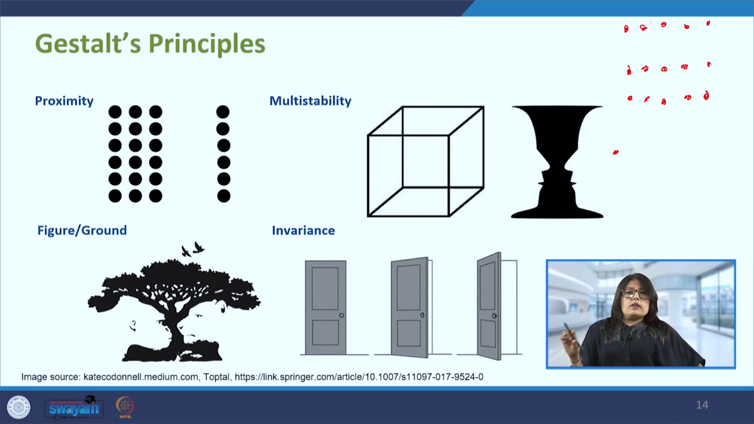So now we will see them as 3 rows of red dots. The closeness between these dots is making us see them as vertical lines or as horizontal lines. So that is the proximity. The next is multi-stability.